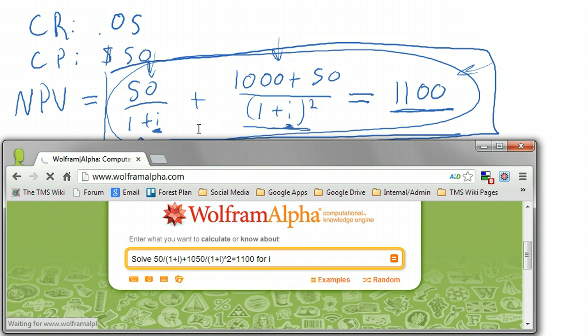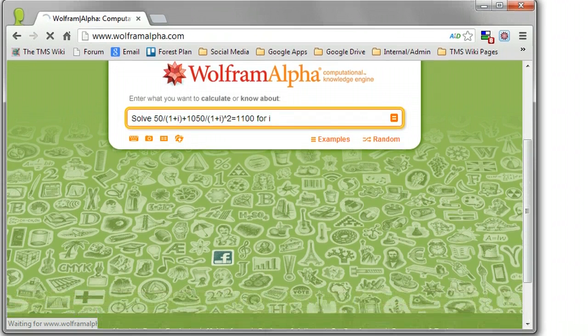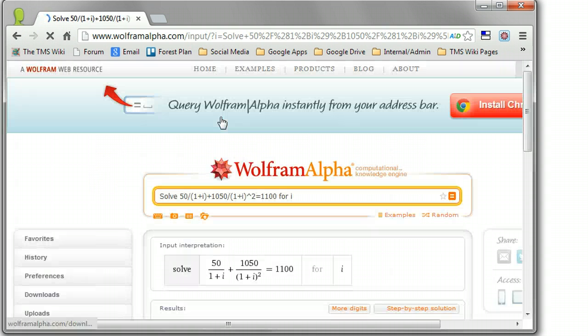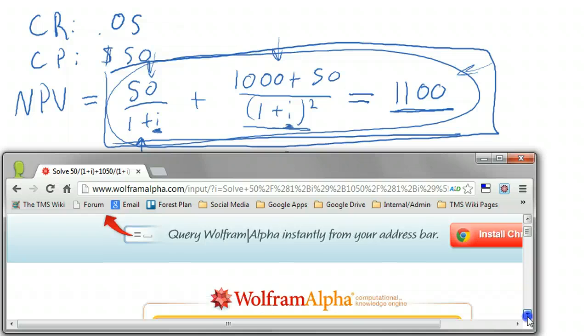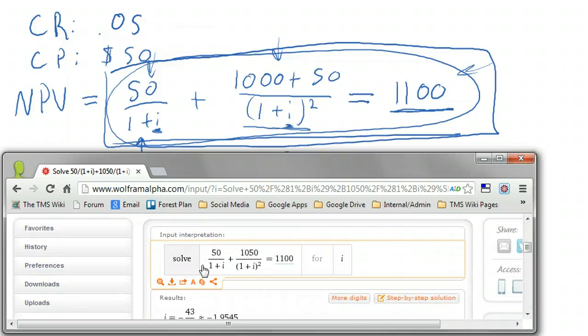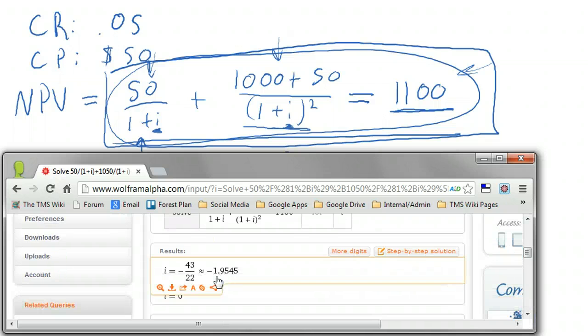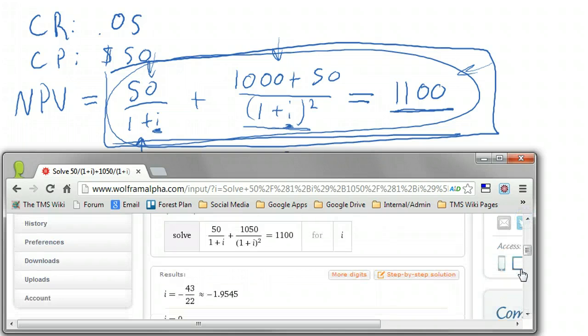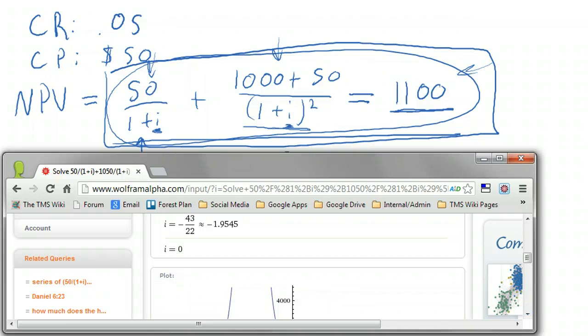And then Wolfram Alpha whirs away, apparently slowly today, and it's going to take this equation and solve it for i. So it's important to check and make sure that it interpreted the equation correctly. It says, hey, this is what I think you wanted me to do. I am interpreting this that you want me to solve the equation 50 over 1 plus i plus 1050 over 1 plus i squared equals 1100 for i, and here's the results. It's about negative 1.954. Okay, so that is the answer that Wolfram is spitting out for you.